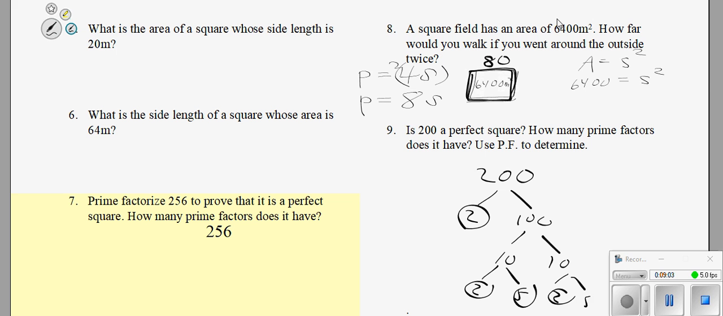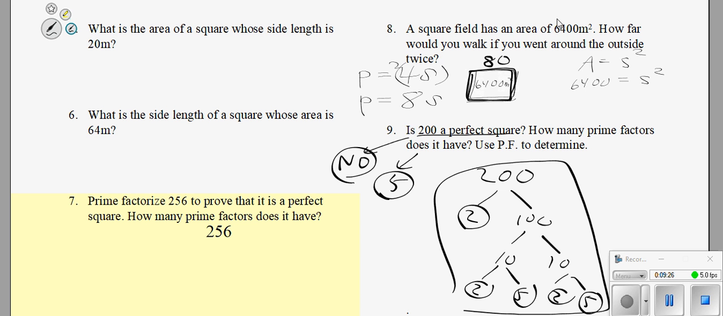2 and 5. So now that I have it broken down into its prime factors, how many prime factors does it have? The answer is it has 5 prime factors. Is 200 a perfect square? No, it's not. And there's the work for it. So 1 point for no, 1 point for 5 prime factors, and 1 point for the prime factorization tree. So question 9 is really worth 3 points.